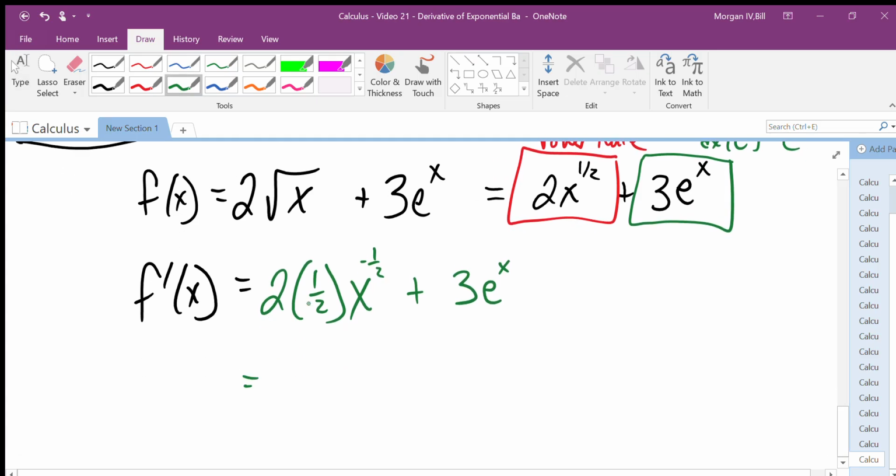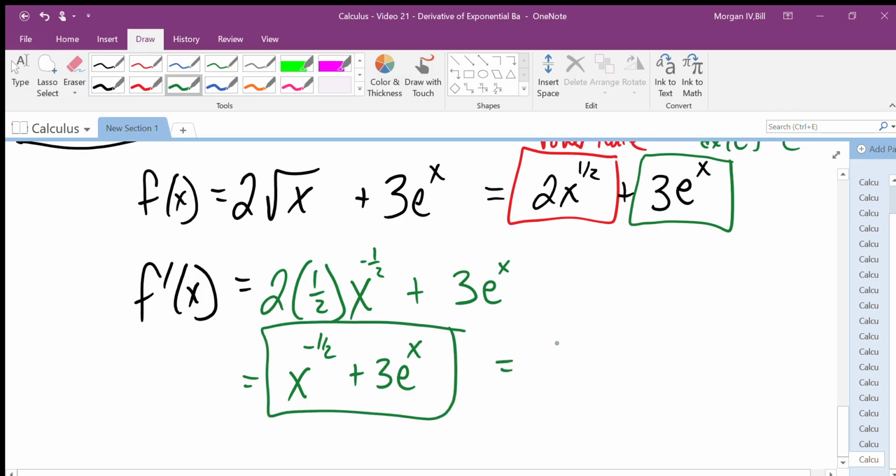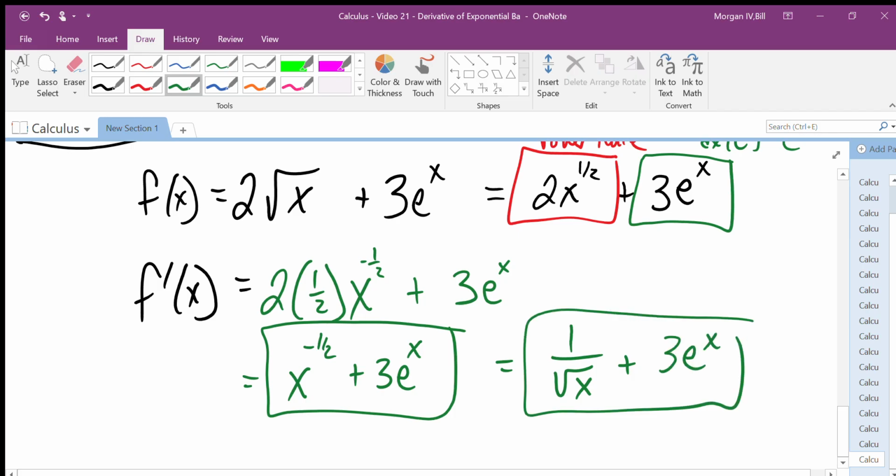Simplifying here, 2 times 1/2 is 1, so I get x to the negative 1/2 plus 3e to the x, which is a fine answer. Or you could write that as 1 over the square root of x plus 3e to the x. There you go. That's how we take the derivative of e to the x.